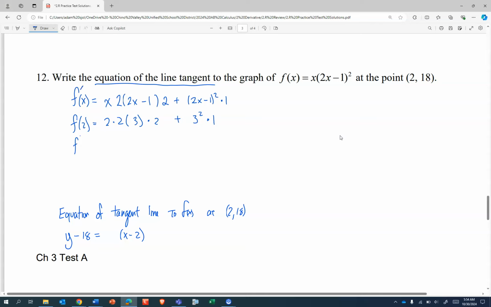How about f prime? So 8 times 3 is 24, 9 times 1 is 9, and f prime of 2 is equal to 33. So we can just fill that in down here.